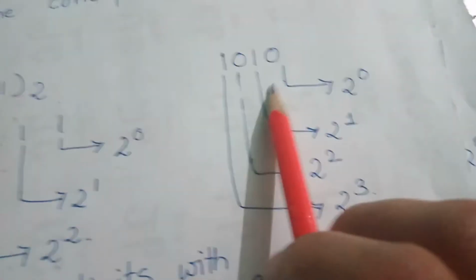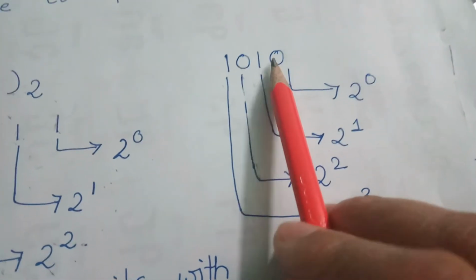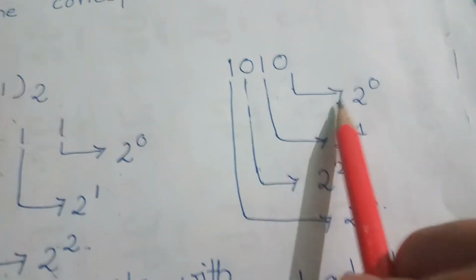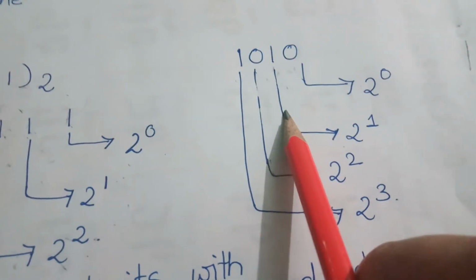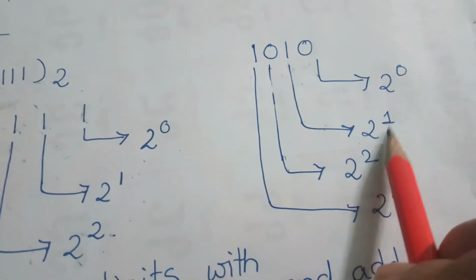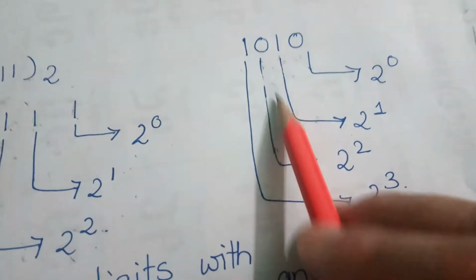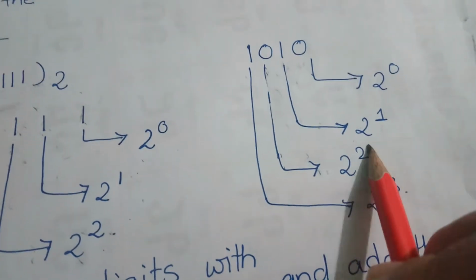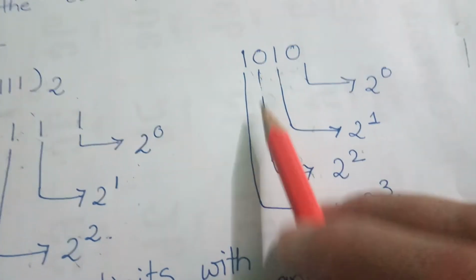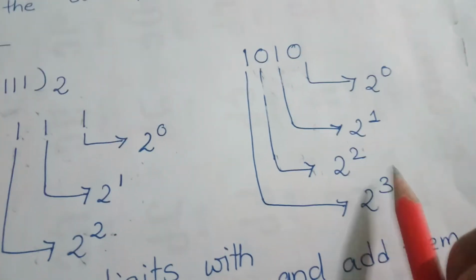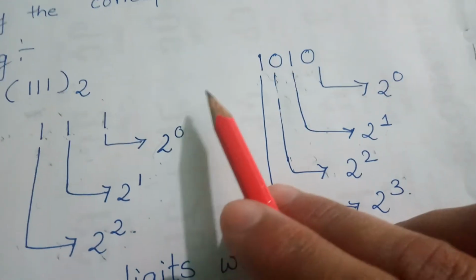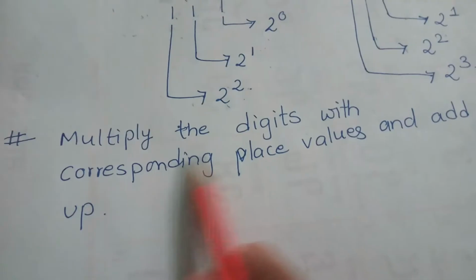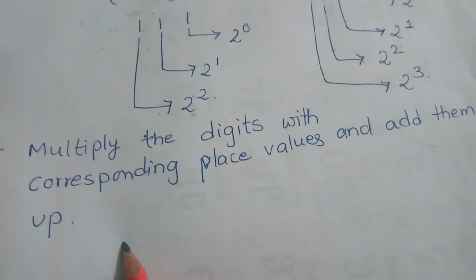I have taken another example, 1010. So here this 0 has the place value 2 to the power of 0, and then 1 has the place value 2 to the power of 1. 0 has the place value 2 to the power of 2, and then again 1 has the place value 2 to the power of 3. So like this it goes on increasing if there are more digits. So now after that, multiply the digits with corresponding place values and add them up.